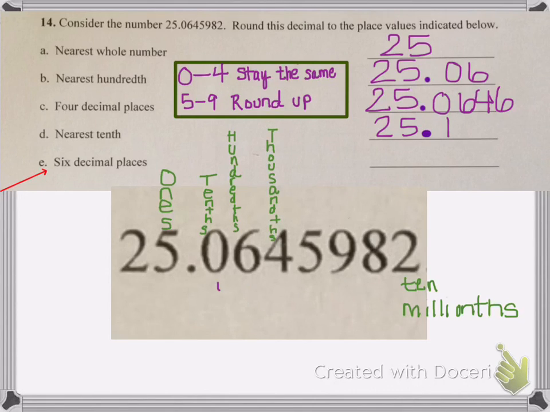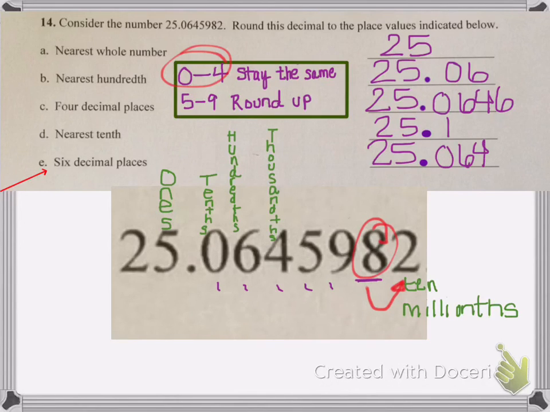And finally, the last one asks me to round to 6 decimal places. So I'm going to count 1, 2, 3, 4, 5, 6. So the 8 is in the place value to which I want to round. So I look at the critical digit, which is a 2. That's between 0 and 4. So that tells me that that 8 stays the same. So this becomes 25.064598. Or I could say 25 and 64,598 millionths.